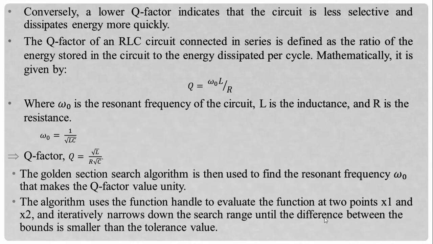So the mathematical expression is given over here. Q equals omega naught L by R. Omega naught is the resonant frequency, L is the inductance, and R is the resistance of the circuit. The golden section search algorithm is used to find the resonant frequency also, which gives the Q factor value.